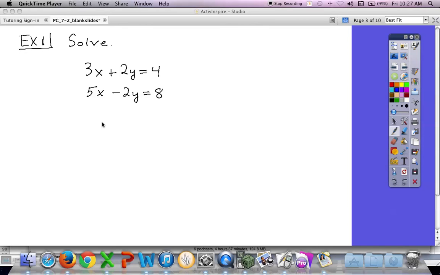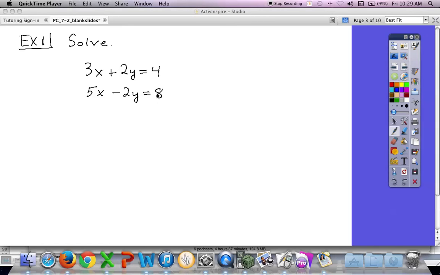So in the first example, most of the time when we encounter these problems, they are written like this. They're in what we call standard form for a straight line: AX plus BY equals C. The X's are lined up and the Y's are lined up and the constants are lined up on the other side of the equal sign.